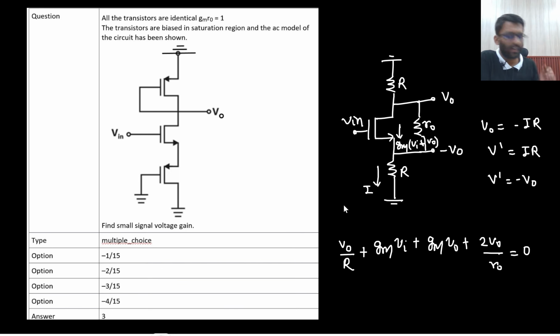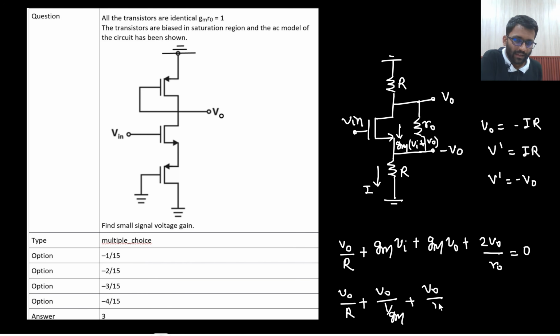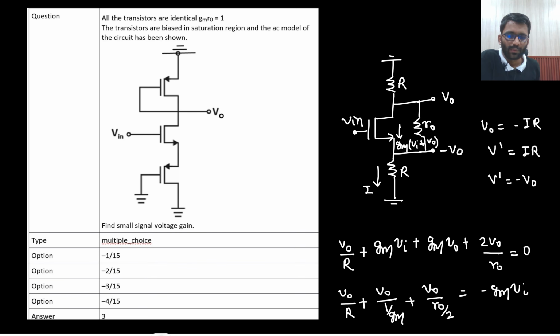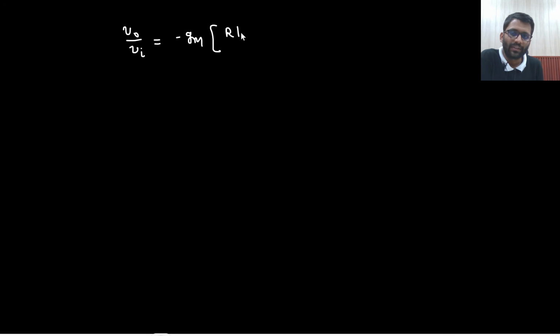Just if you keep on writing the things that you know, you will be able to get to the final solution. That's my short guarantee. Okay. So V0 by R plus V0 by (1 upon Gm) plus V0 by (R0 by 2) would be equal to minus Gm V in. So V0 by V in would be equal to what? Minus Gm into R parallel with 1 by Gm parallel with R0 by 2.